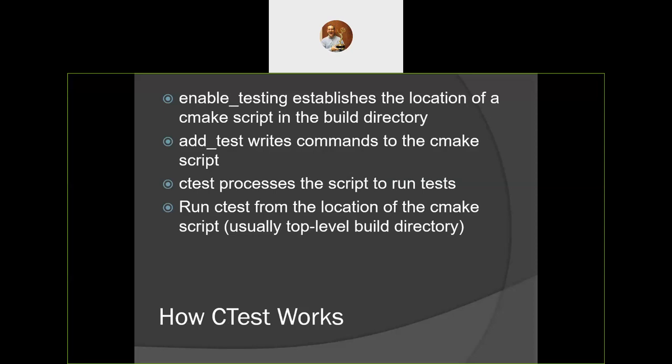So in a makefile style generator, that just creates a target called test. You could say make test, and it'll run CTest for you by switching to that top level directory and then running CTest. In an IDE like Xcode or Visual Studio, there will be a special target called run underscore tests that you can either invoke from the command line, or you can invoke it from the IDE, and it just runs CTest.